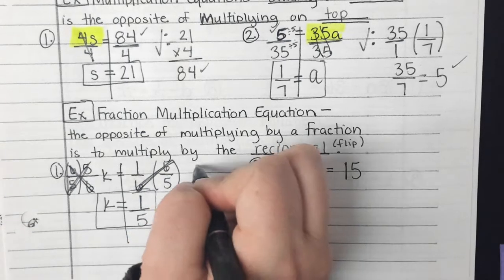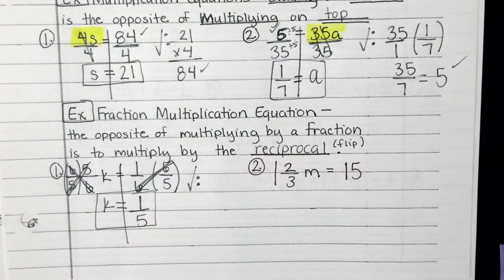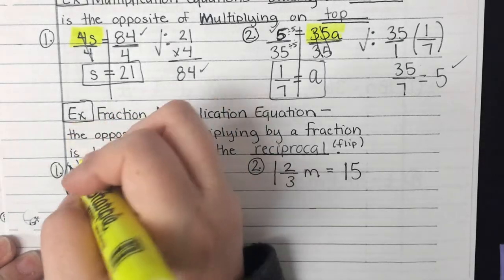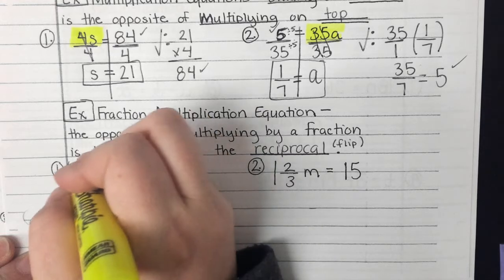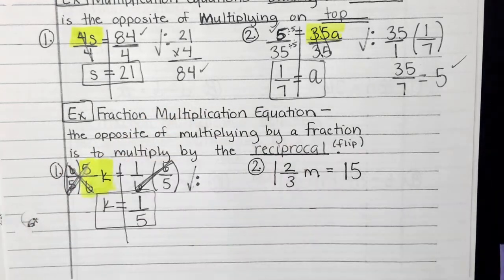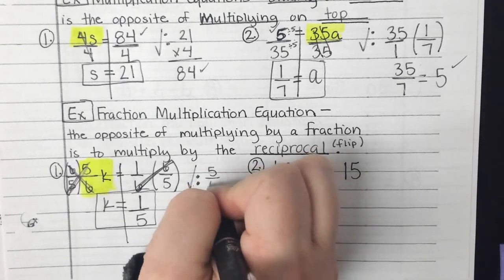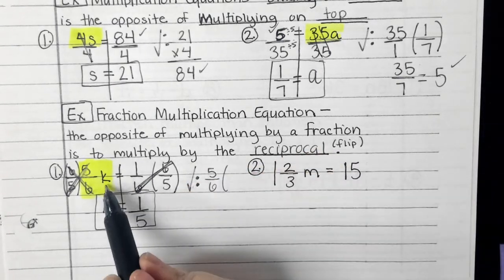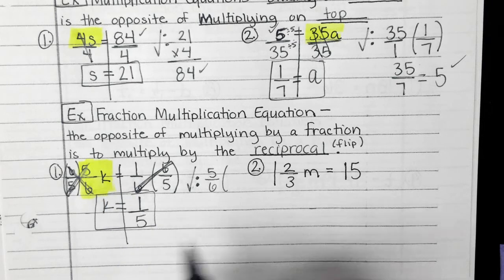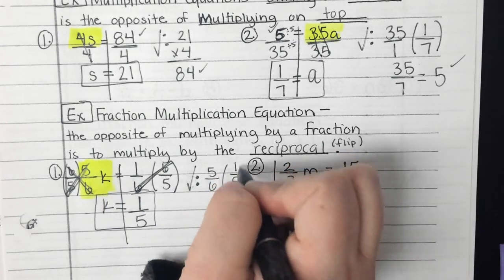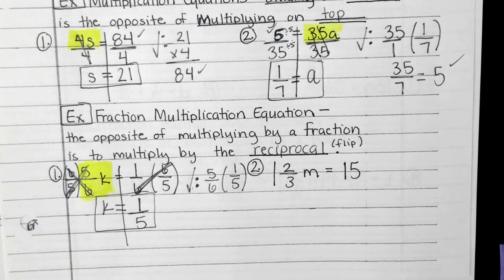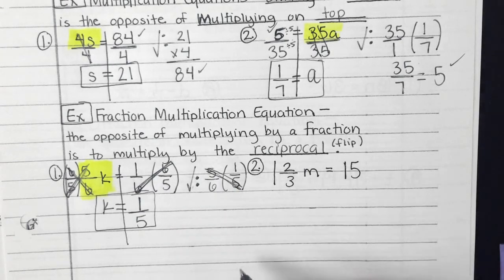Let's check it. Remember my original problem says 5 over 6k. So I'm still going to have 5 over 6. But what am I multiplying by this time? Instead of k, we're going to use 1 over 5. What could I do to make that simpler before I start multiplying it out? Lauren? The 5s. Bye-bye, 5s, because they're top and bottom.